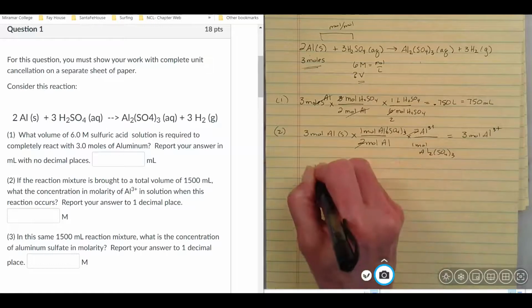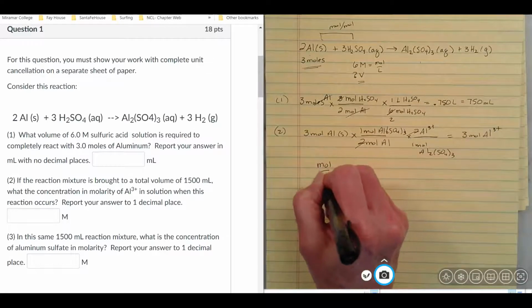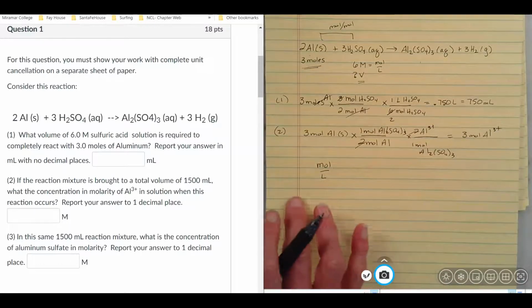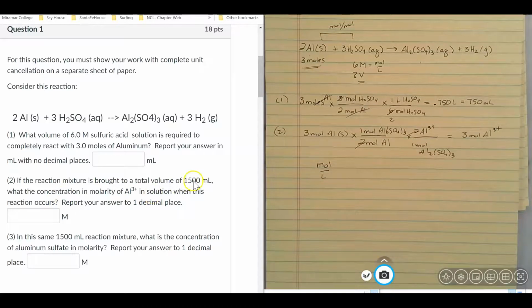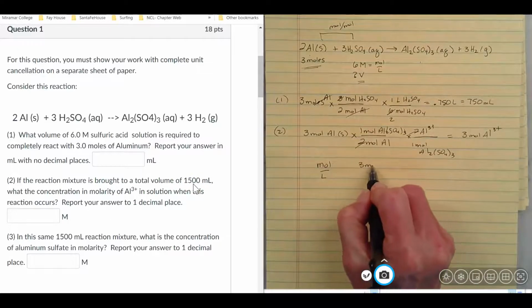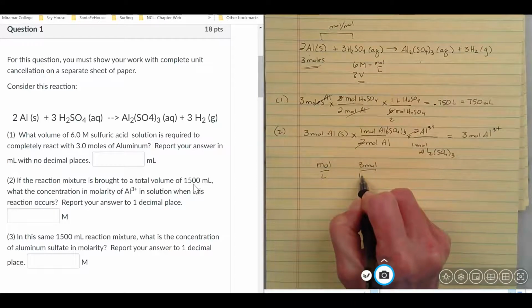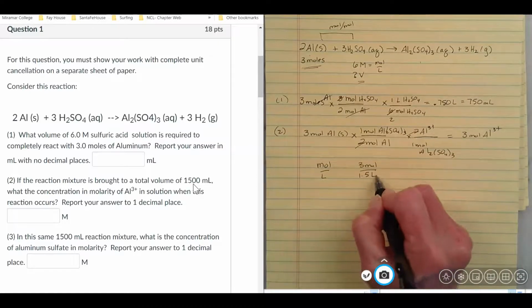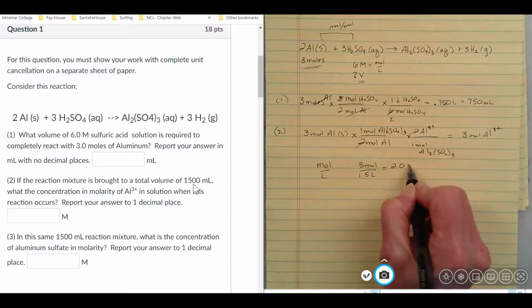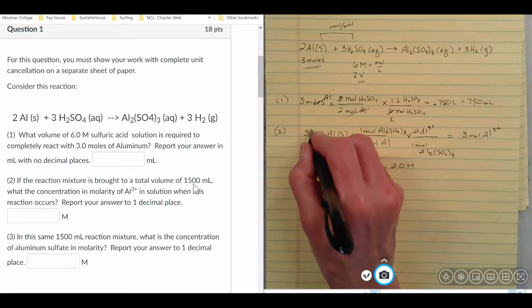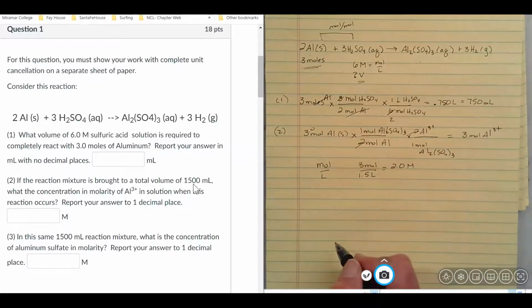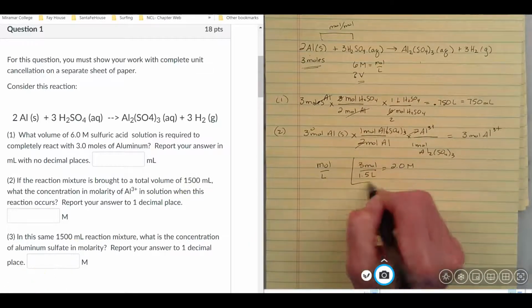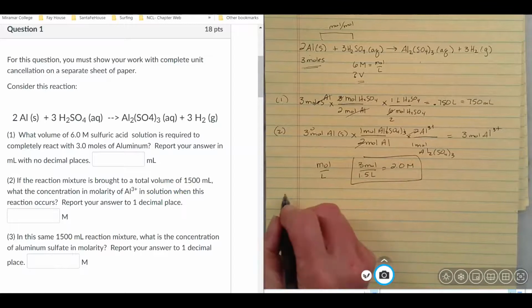To get concentration, we take moles and we divide it by the total volume. And I gave you the total volume is 1,500 milliliters, and that is 1.5 liters. So it will be 3 moles over 1.5 liters, or 2.0 molar. Remember, this is 3.0 moles from the beginning, so I can keep my 2 sig figs. So really, this is all you had to do, this part here.